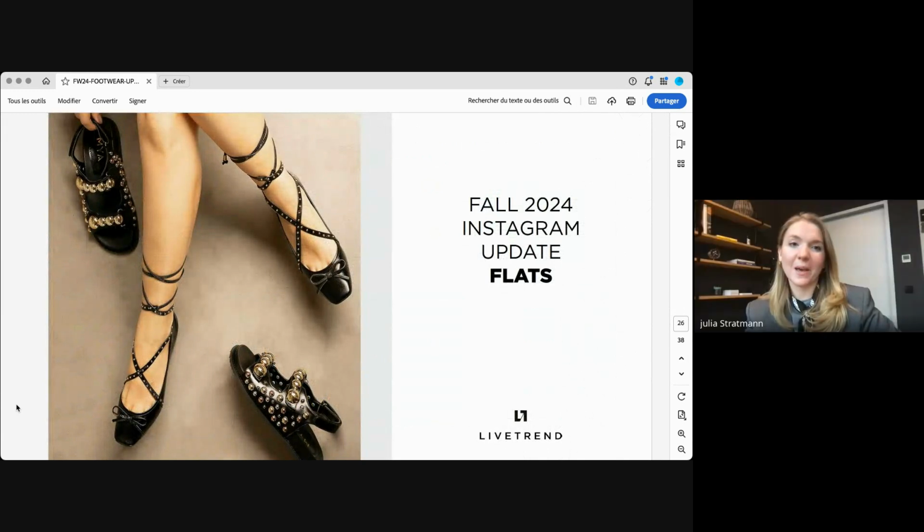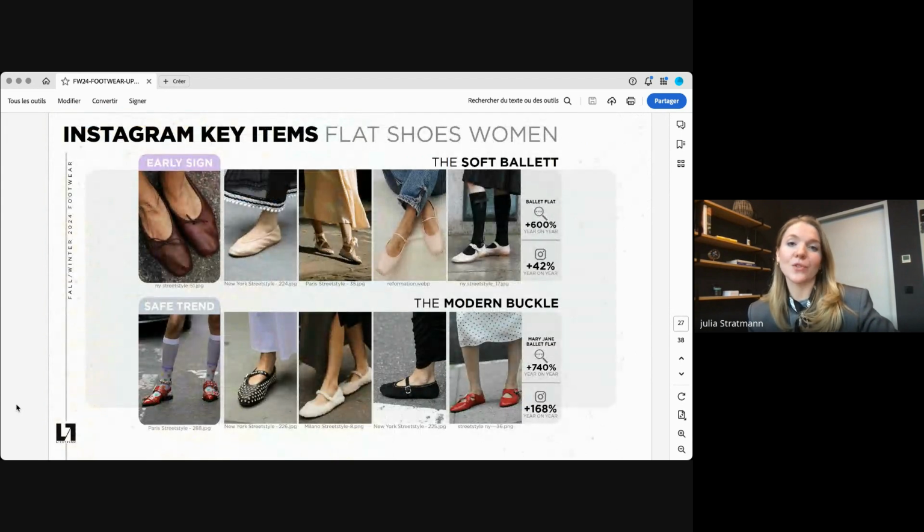So let's take a look at women's flats. Our data shows that we can see a diverse evolution, let's say, for the ballet flat for women's wear. We are moving either into a very delicate universe or into something more contemporary. So the soft ballet flat really emerges as an early sign trend. It's borrowing all of the delicate qualities from the dance studio, whether that's little bows, super soft calf leather, or satin. So it's really manifesting the ballet core aesthetic for another season.